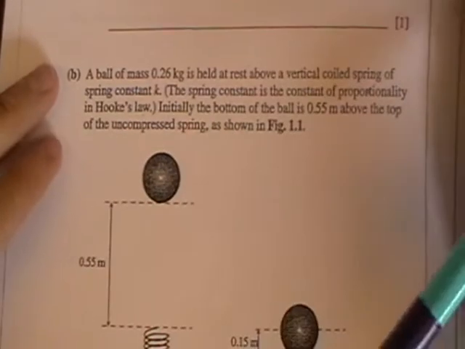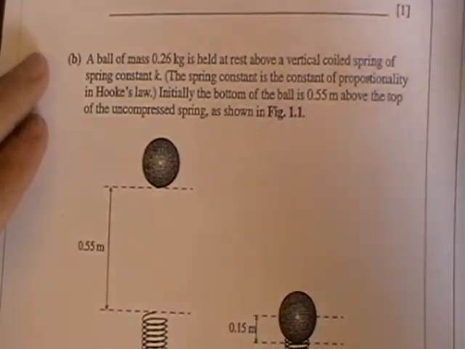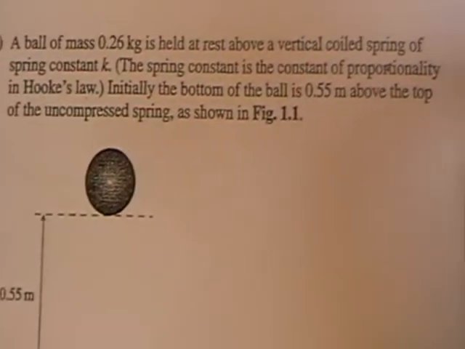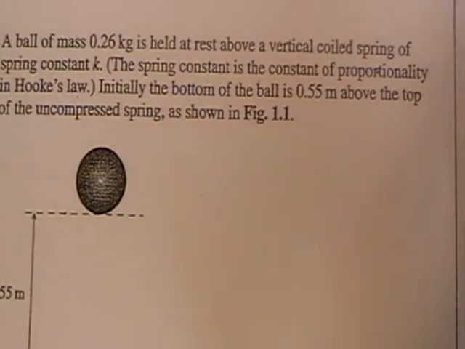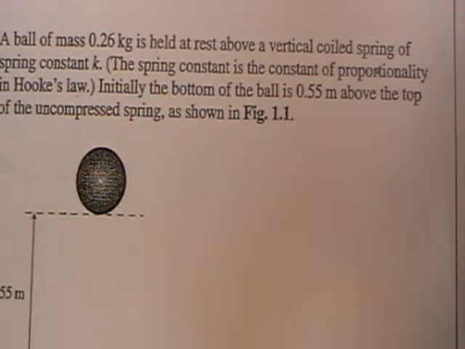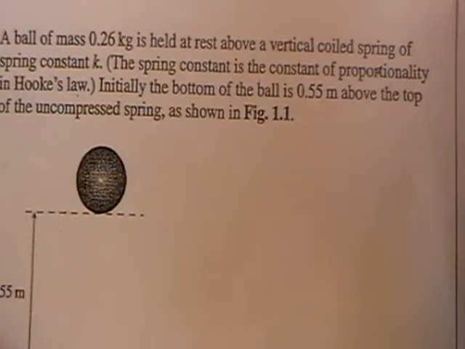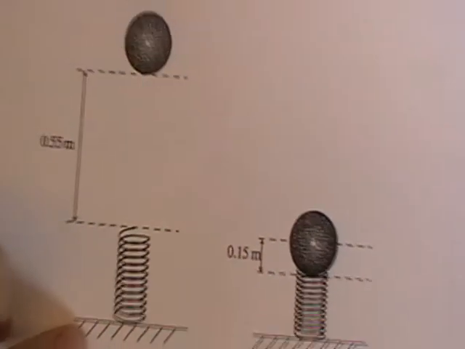Part B, a ball of 0.25 kilograms is held at rest above a vertical coiled spring of constant K. The spring constant is a constant of proportionality in Hooke's law. Initially, the bottom of the ball is 0.5 millimeters above the top of the uncompressed spring, as shown in figure 1.1. The ball is then dropped, so I'm just reading from the next part of the question. There's quite a wee bit here.